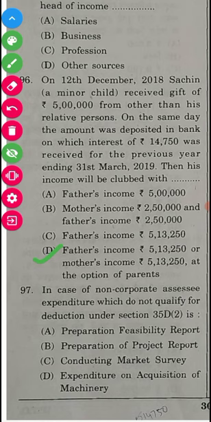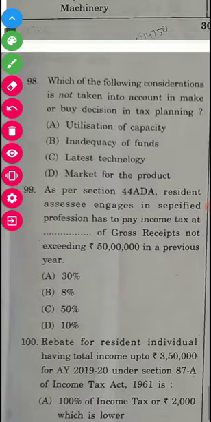In case of non-corporate assessee, expenditure which does not qualify for the deduction under section 35D clause 2 is known as expenditure on acquisition of machinery. Option D is the correct answer. So let's move on to question number 98.